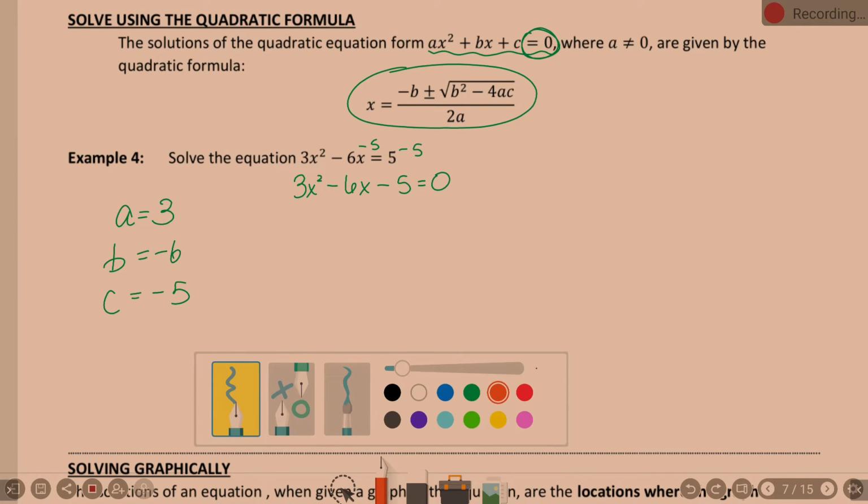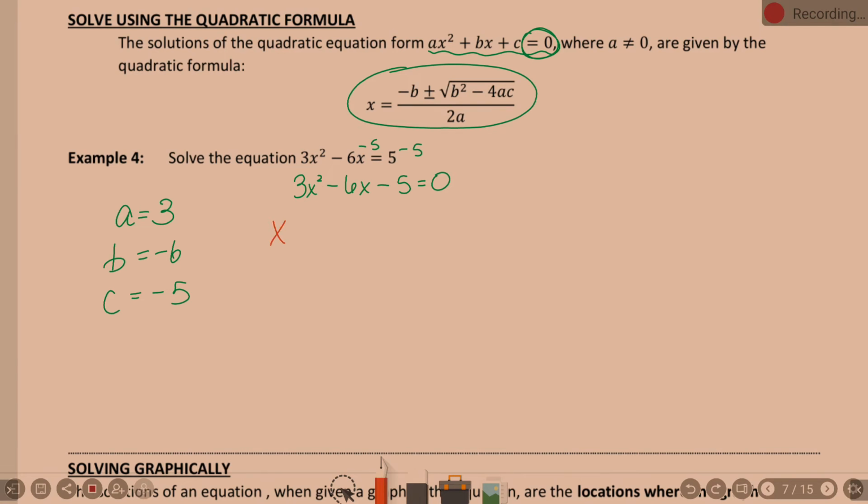Let's solve. I'm going to start with x equals negative b, so -6 becomes positive 6, plus or minus the square root of b squared, which I'm going to write as -6 squared, minus 4 times a, which is 3, times c, which is -5, all over 2a, 2 times 3. Do the math and do some cleanup.